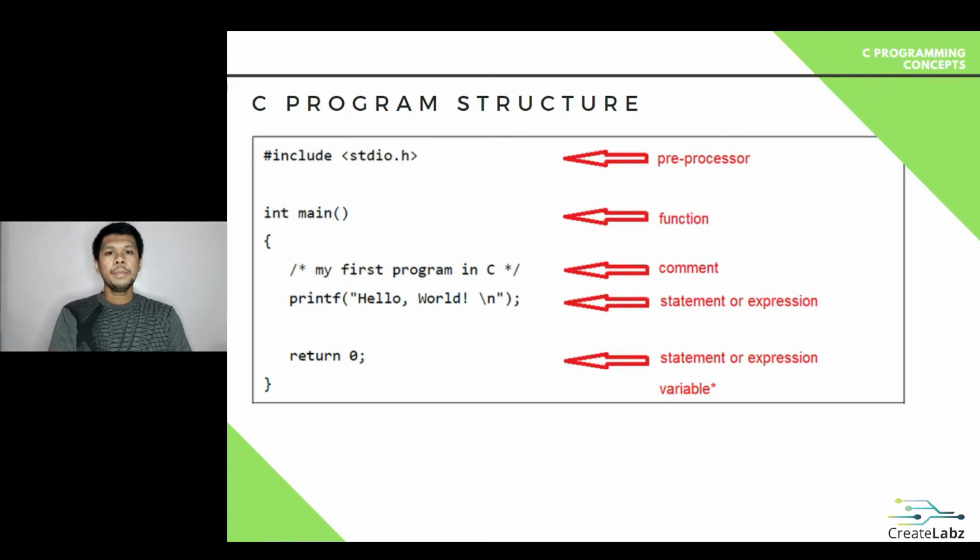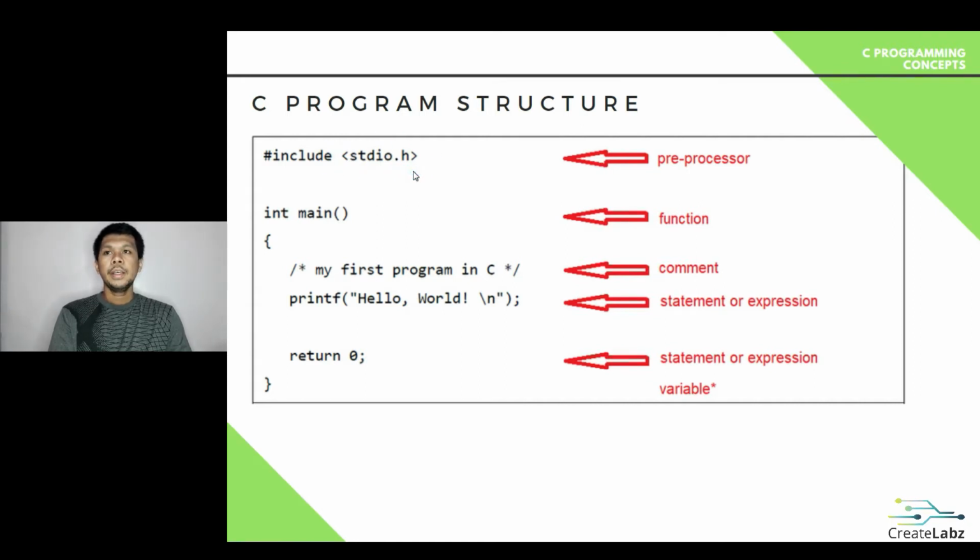I have here a sample C program structure. First part, #include <stdio.h>. If you see a number sign or hashtag symbol in front of the line, it is a preprocessor. What it does is that the compiler executes this line first before compiling the whole code. For this specific #include statement, it will include the stdio.h header file during compilation.